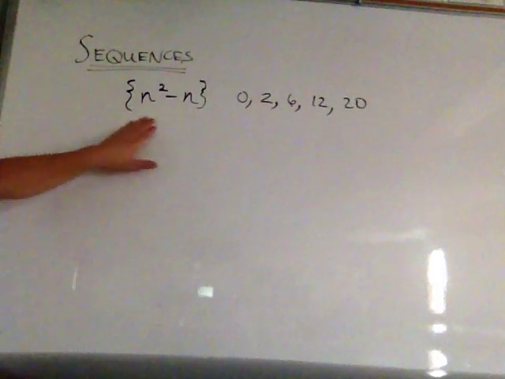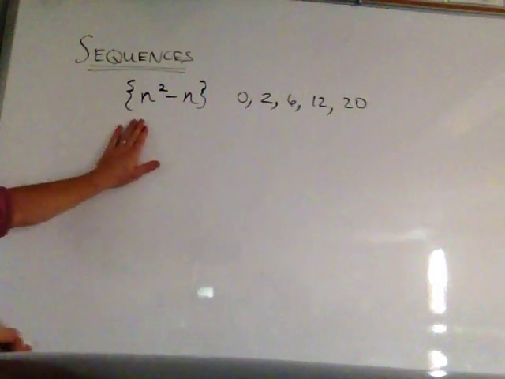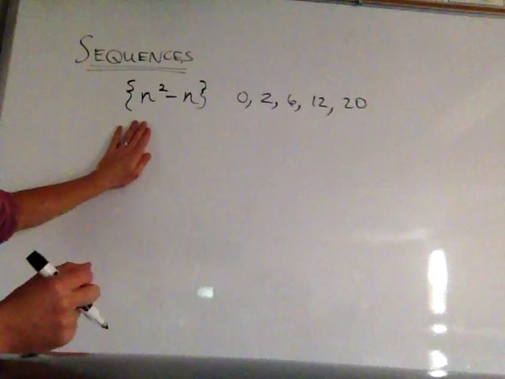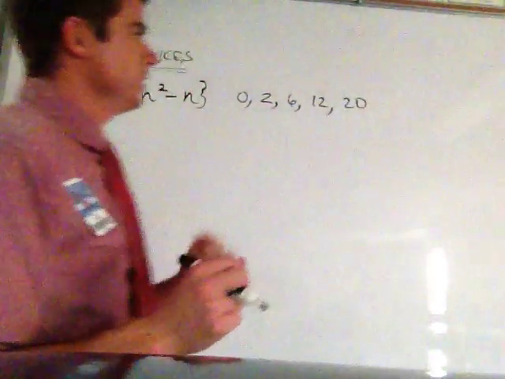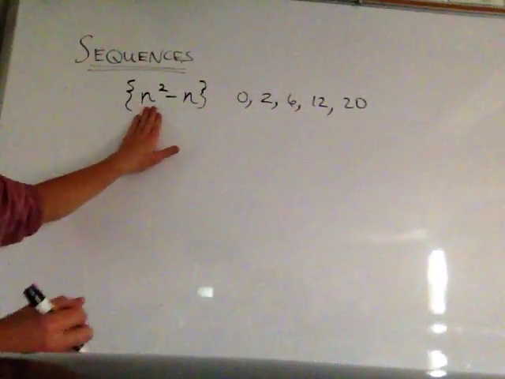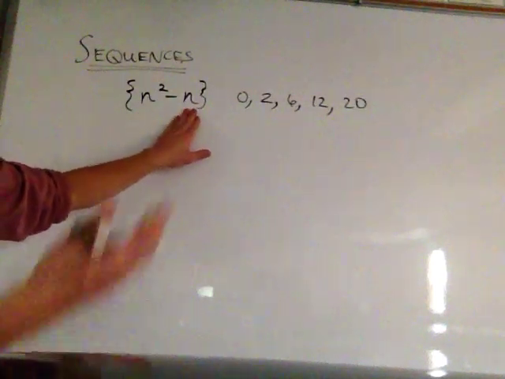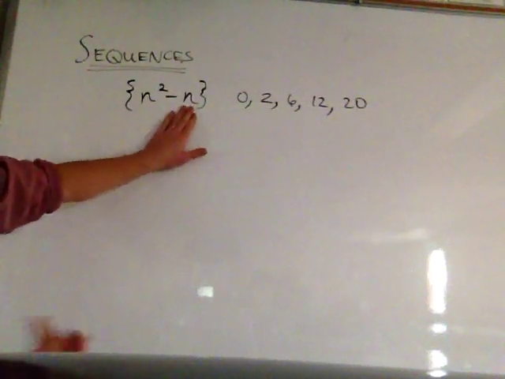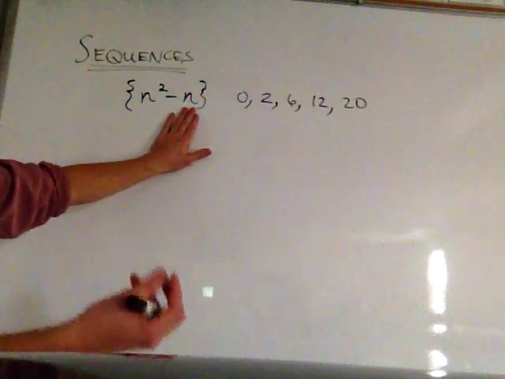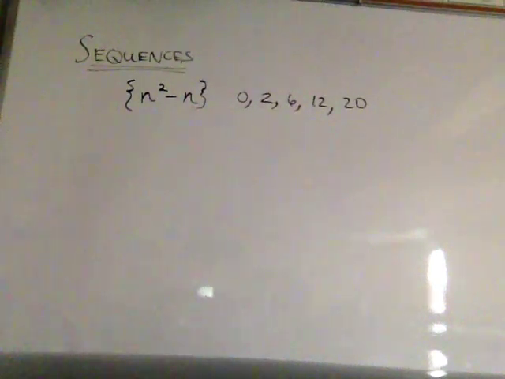The advantage of this is that if I want to get the 11th term of the sequence, I don't have to list out the first 10. I could do 11 squared, which is 121, minus 11. So 121 minus 11, I get 110. 110 is the 11th term in that sequence.